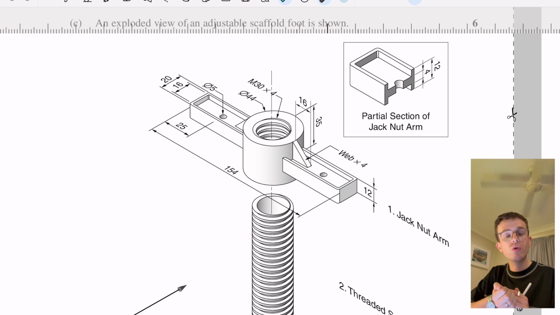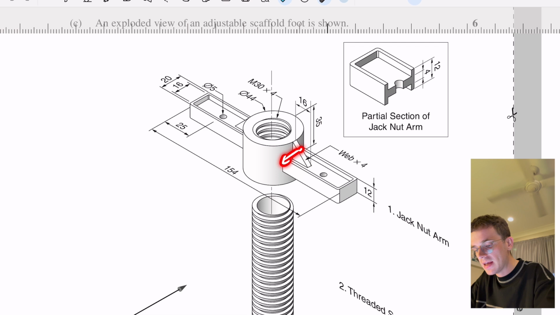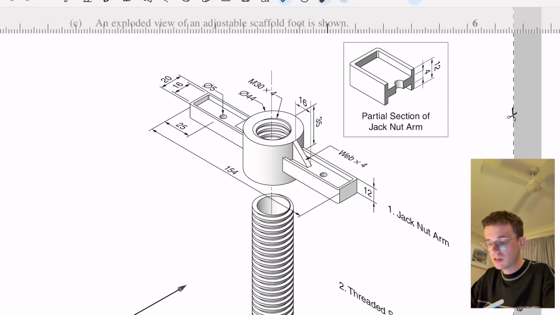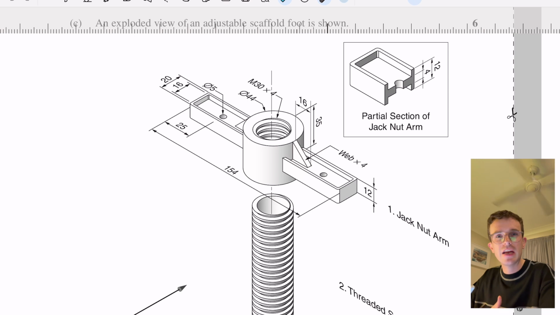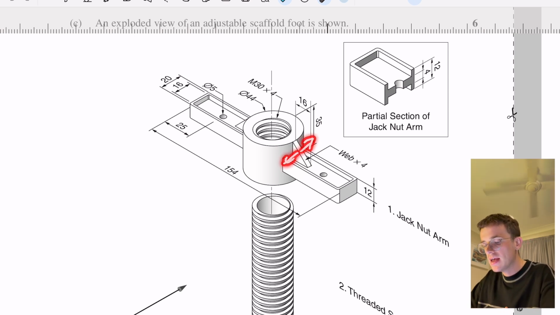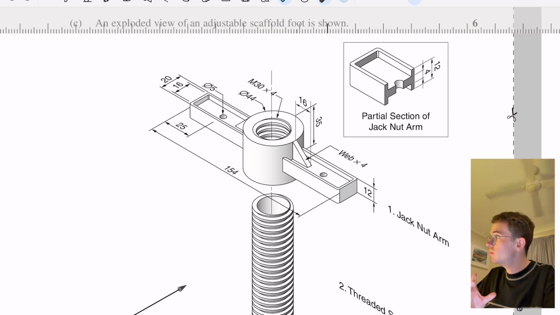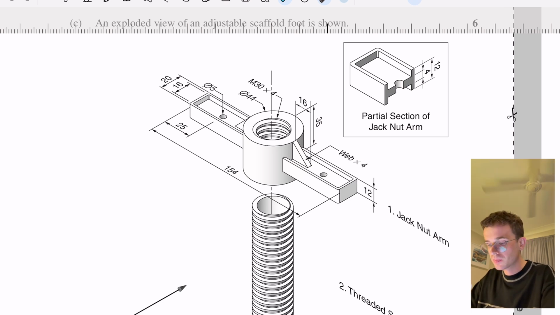We're also not importantly sectioning webs. Webs are part of an object that doesn't span the entire, let's say, depth of the object. So we can see here this web that they've actually called a web doesn't span the whole depth of the object. And if we were to hatch it when we're doing our section, it would imply that this web is the same thickness of the whole object, which we know is not true.